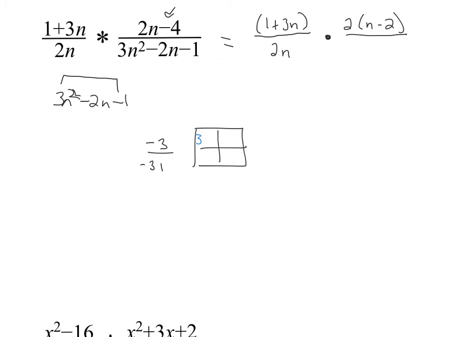So in my box, there's my 3n squared. There's my negative 1 from the original polynomial. Then I have my negative 3n and my positive n. So out of the first row, I can take out 3n. Out of the second row, I can take out just 1. Out of the first column, I can take out n. And out of the second column, they're both negative, and the first one's more negative, so I'll take a negative 1 out. So my two factors are going to be 3n plus 1 and n minus 1.